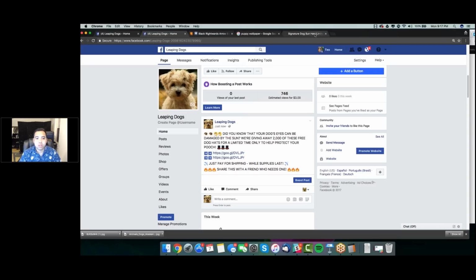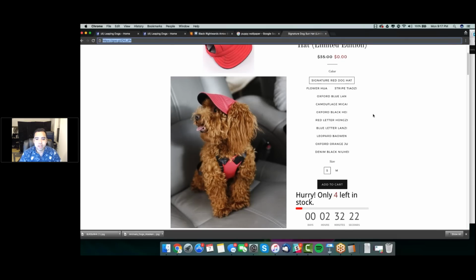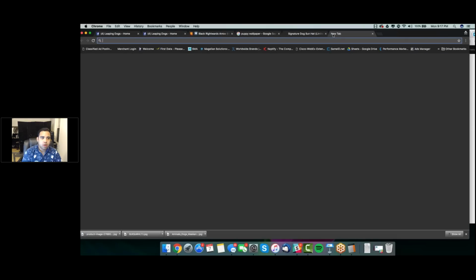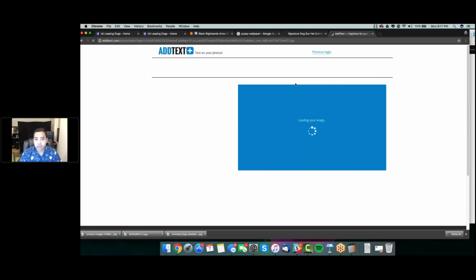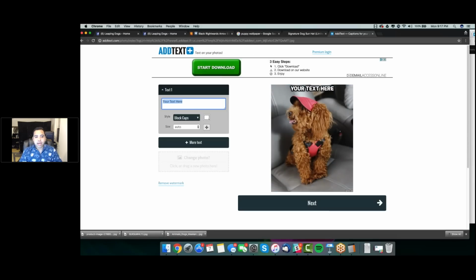We're going to go back into our signature dog hat, take this image here, save this image, and go to a place called adtext.com. Then I'm going to drag this image here, and this is the reason why I do this. I add this text so that when people are on their mobile phones, I have my mobile phone right here, and they see something big pop up while scrolling through their news feed, and it says free dog hat. OMG, right? You're going to want to buy this dog hat because you see it. It pops up taking like a quarter or 2/3 of your screen as free dog hat. So of course it's going to grab your attention.